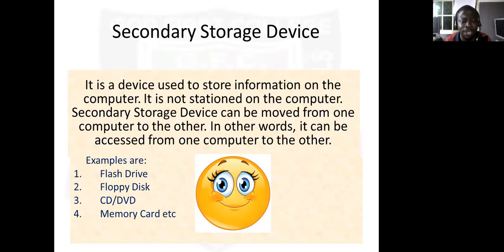There are various types of secondary storage device. There are countless of them. But for the sake of this class, I'll be limiting the scope to 4. Number 1, I have flash drive. Number 2, I have floppy disk. Number 3, I have CD, DVD. And number 4, I have memory card.